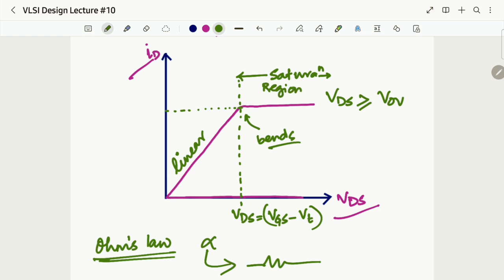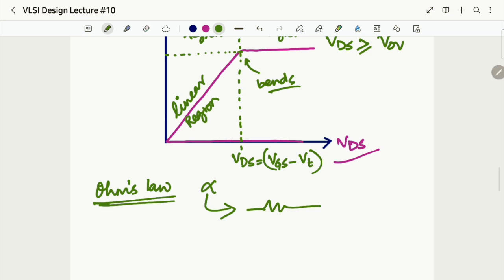This region is called the saturation region, and this region, just before the saturation, is also known as the triode region. So linear and saturation are covered. There are 3 regions of operation for a MOSFET, and the last region is this part. What is this part?